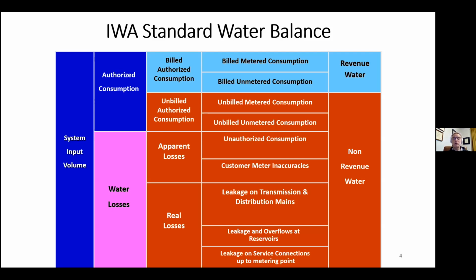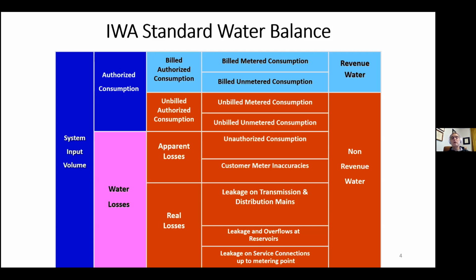So what we're speaking about, of course, is things like leakage on transmission mains and distribution mains, sometimes leakage through reservoirs or even overflows at reservoirs, and of course leakage on the service connection points up to the metering within each premise. So all those services that come off the distribution mains indeed contribute to leakage.